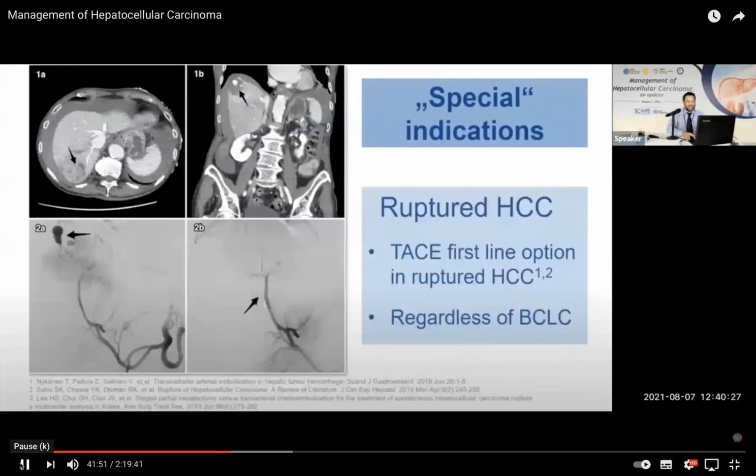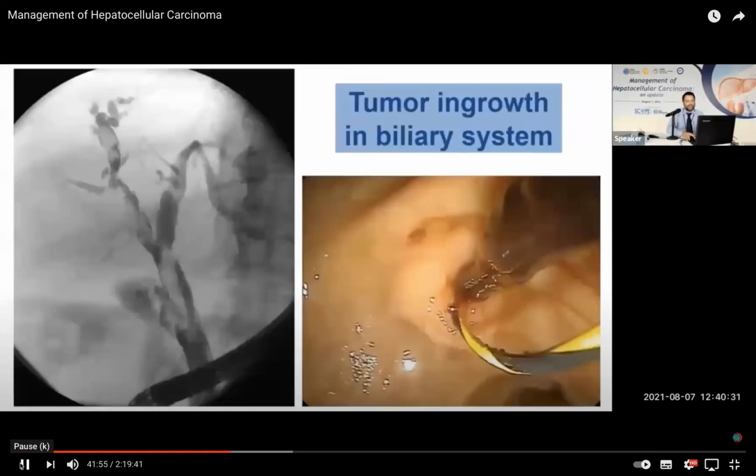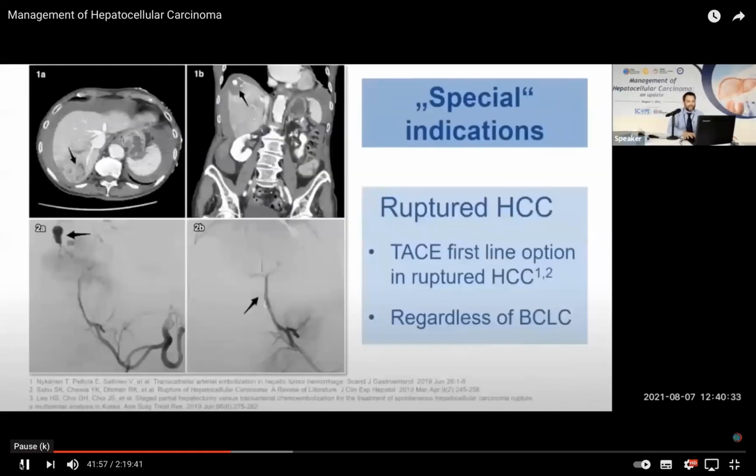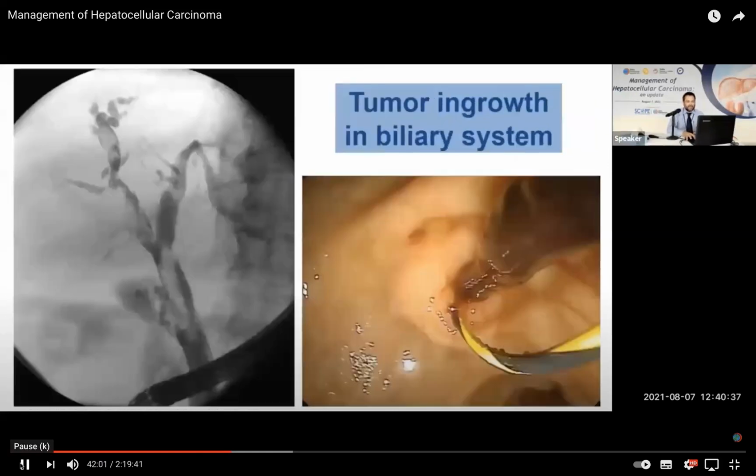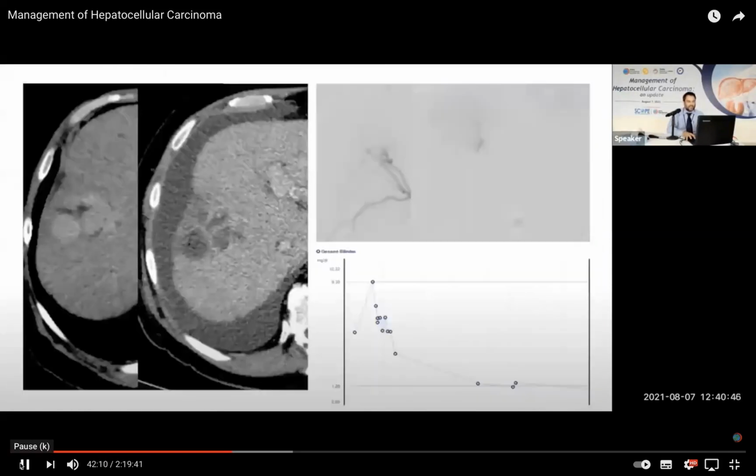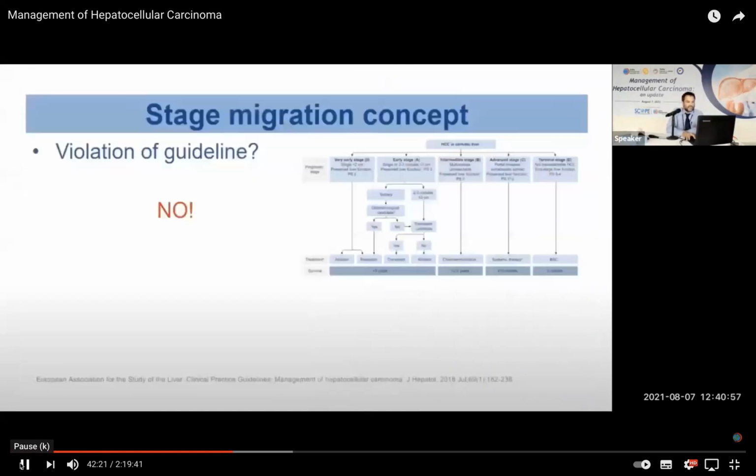Another special indication: whenever you have a ruptured HCC, it doesn't matter what the bilirubin is, you would proceed and embolize. This is another patient who's actually bleeding into the biliary system. He was having a chronic drop in hemoglobin, so he was also embolized. The first patient had a high bilirubin, and following embolization, the bilirubin did go up as expected, but then it returned to baseline levels.